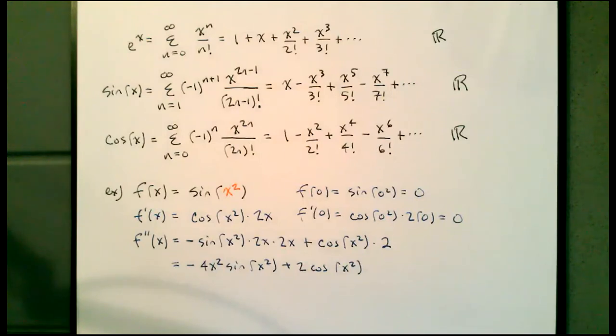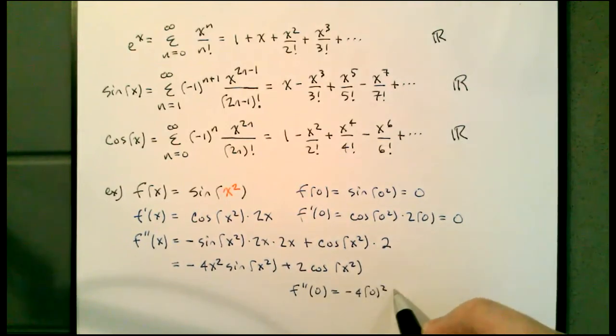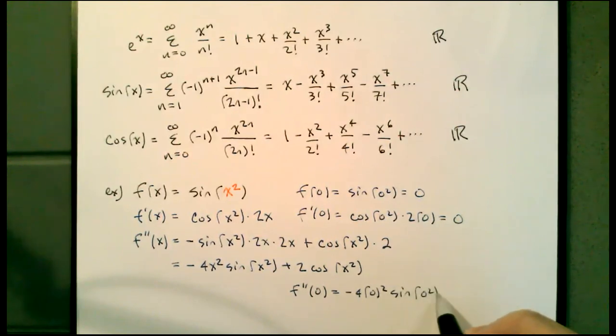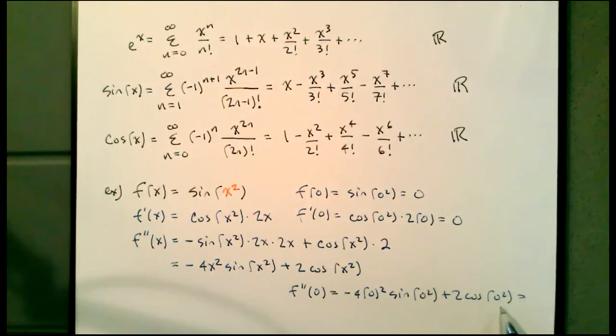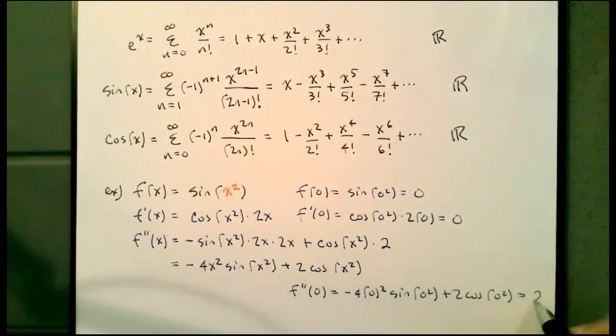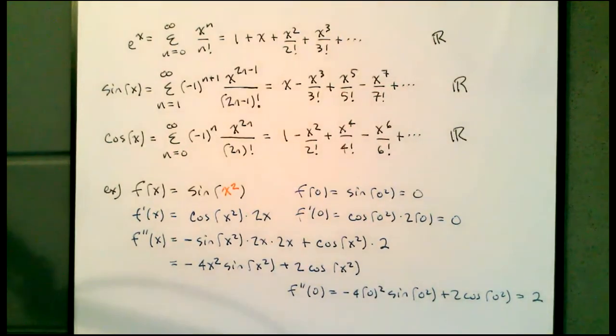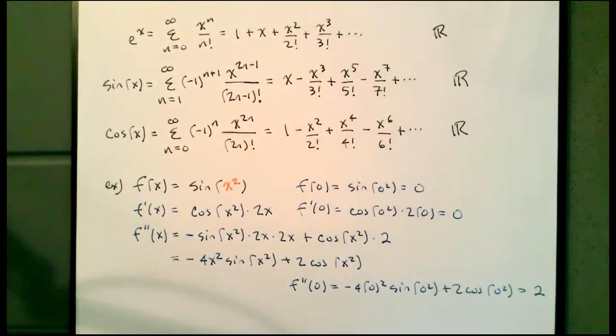So f double prime at 0 won't fit here. Won't fit here. It'll fit fine. Minus 4 times 0 squared times sine of 0 squared plus 2 cosine of 0 squared. Cosine of 0 is 1. 2 times 1 is 2. And all this term is 0. We've got our first non-zero term.